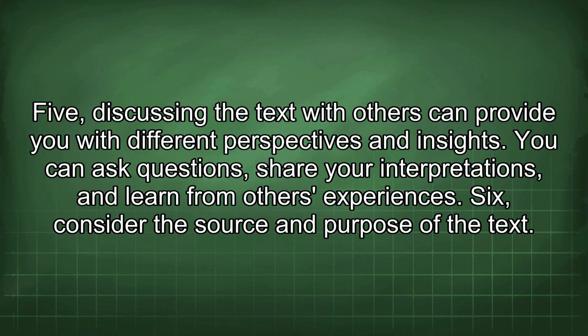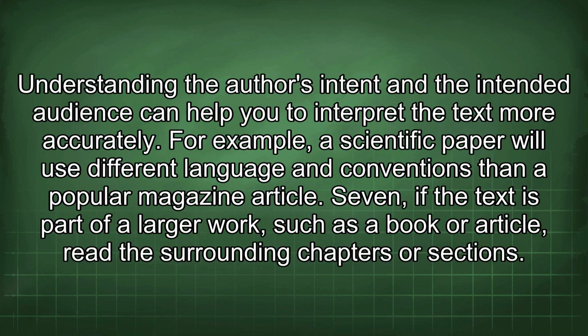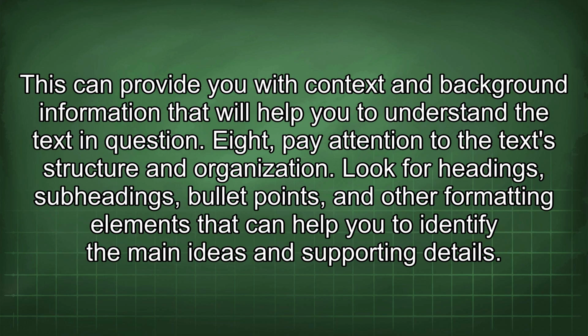6. Consider the source and purpose of the text. Understanding the author's intent and the intended audience can help you to interpret the text more accurately. For example, a scientific paper will use different language and conventions than a popular magazine article. 7. If the text is part of a larger work, such as a book or article, read the surrounding chapters or sections. This can provide you with context and background information that will help you to understand the text in question.